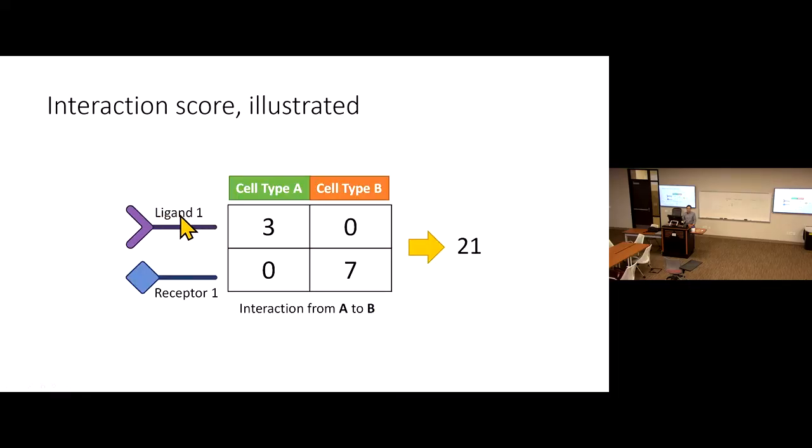So if you have a pair, say ligand gene A, and you look at cell type A, it has an average expression of 3. This ligand A's corresponding receptor, receptor A1, in cell type B has an expression level of 7. So you can make a product between these, and you see, okay, cell types A and B communicate with each other through ligand A and its receptor A1. And there's an interaction score of 21 by multiplying this.